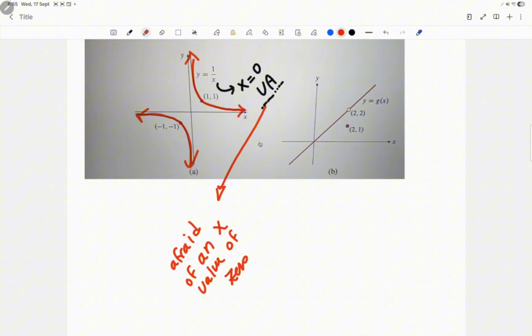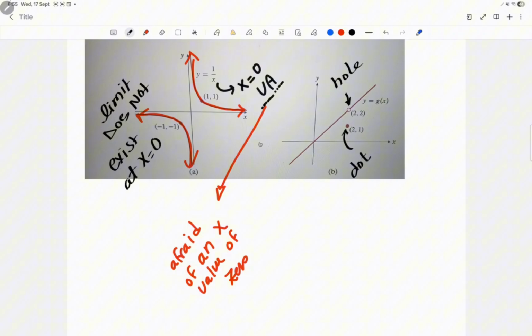If they never meet, we say that the limit does not exist at x equals 0. Whenever your graph looks like this, the limit does not exist. Okay? But for the second one, there's a hole and there is a dot.